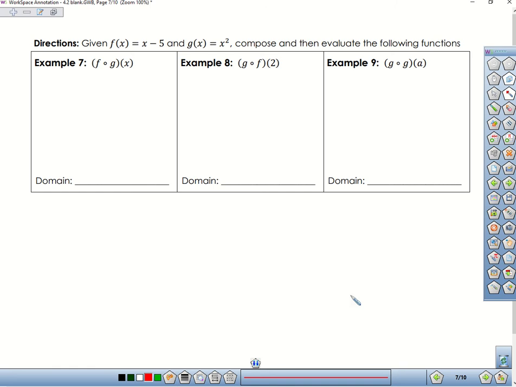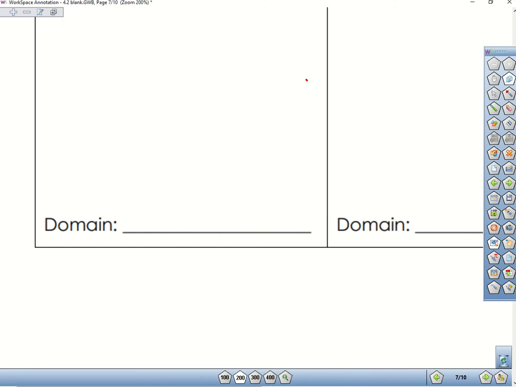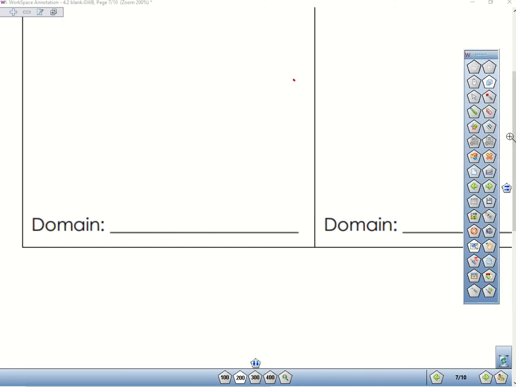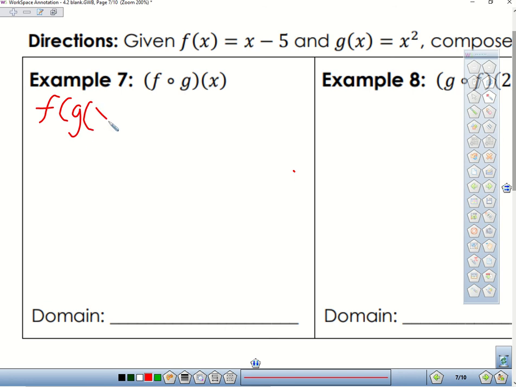So given f of x equals x minus 5 and g of x equals x squared, compose and then evaluate the following functions. So the first one they give us is f of g of x. So they want us to find f of g of x. So let me zoom in. So how you rewrite this is f of g of x.